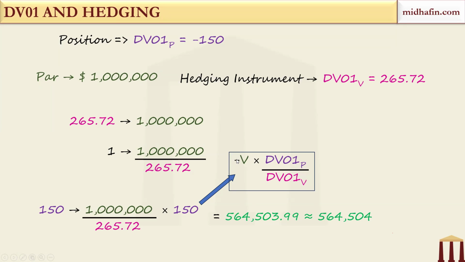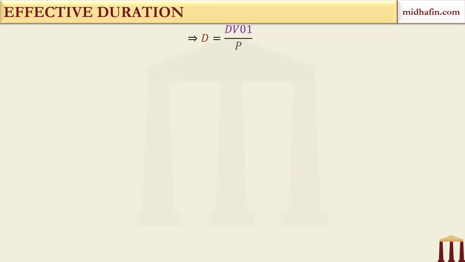Okay, what is the value of hedging instrument? This is the relationship that you can take away from this slide. And this is the most important relationship that is utilized to find the hedging position using DV01. Again, important from the examination perspective, I would say.